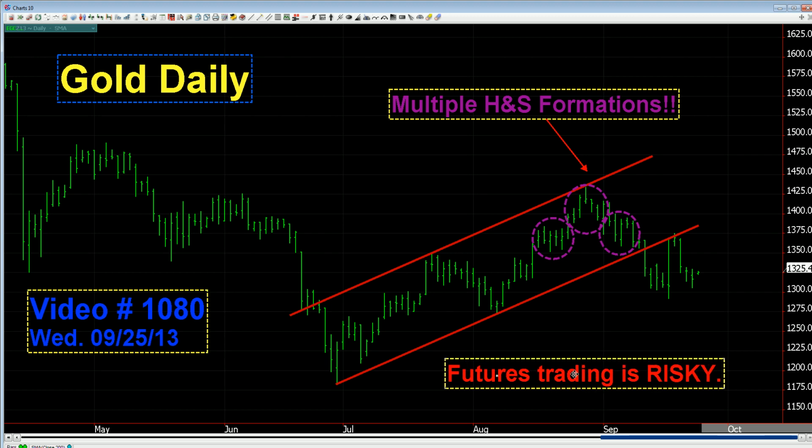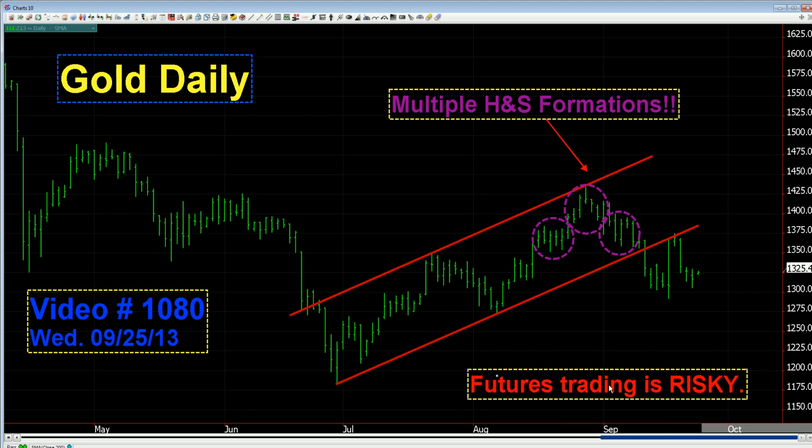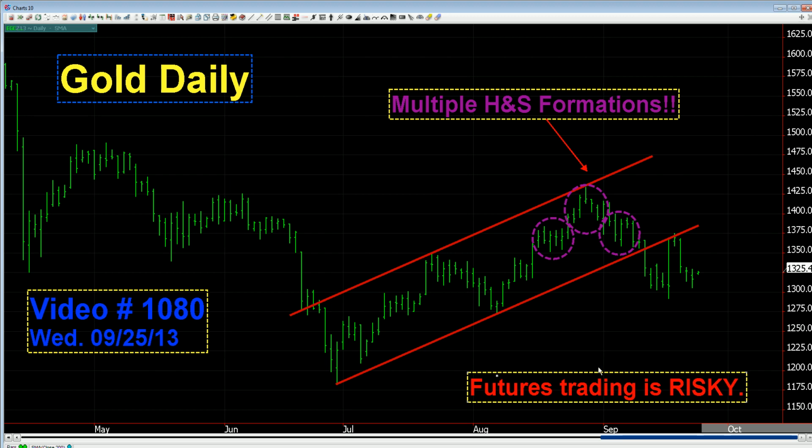Remember that futures trading is extremely risky and can certainly cause substantial financial loss. It is not suitable for all trading accounts.